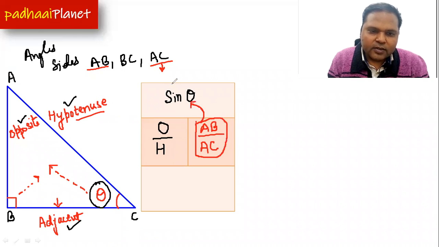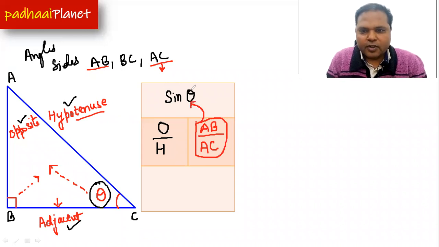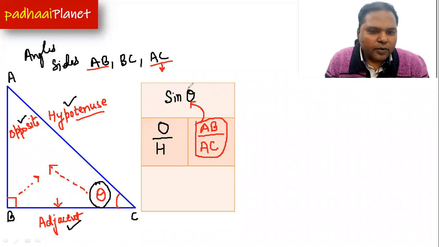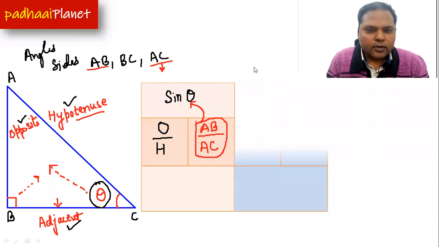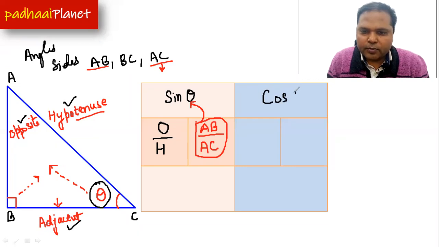And sine theta is one of the trigonometric ratios, right? So this is how we have understood that this is sine theta. Now, let's move ahead to the other one, and that's the cos theta. Now let's discuss that. Cos theta is another trigonometric ratio.